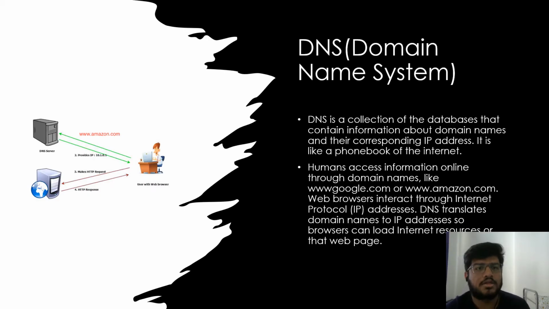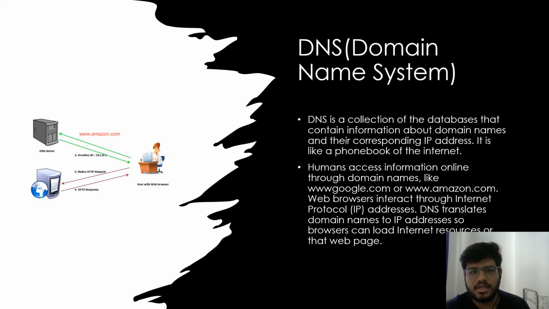So starting with DNS, it is one of the most important things in computer networks. The domain name system is the hierarchical and decentralized naming system used to identify computers, services, and other resources reachable through the internet or through IP protocol networks. It basically acts like a phone book of the internet. We access information on the internet through domain names. For example, when we write a domain name in the web browser, which interacts through the IP protocol, DNS then translates it into the IP address so that the internet resource can be loaded.